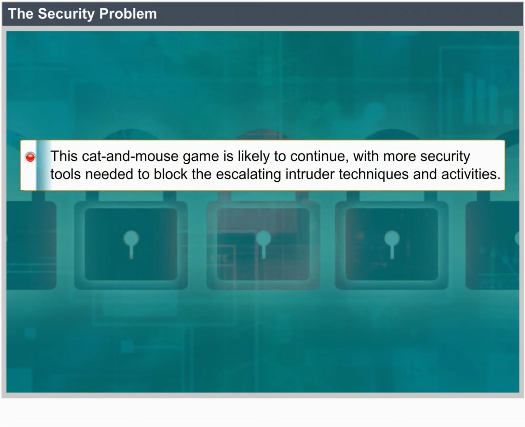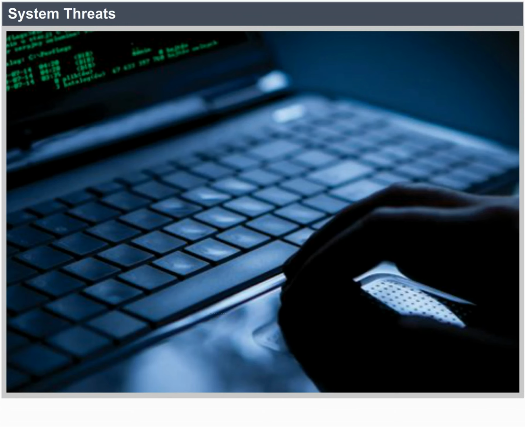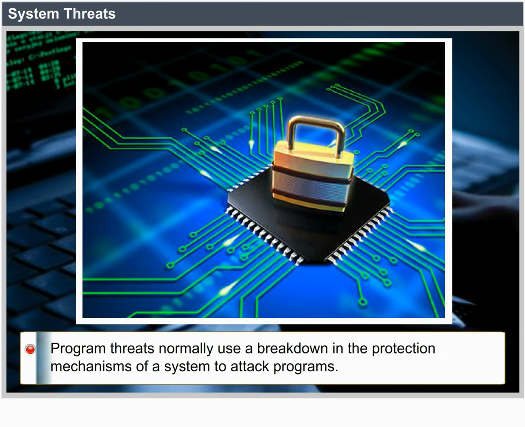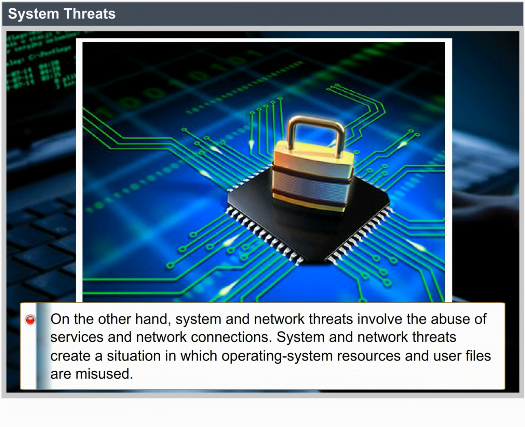Security within the operating system and between operating systems is implemented in several ways, ranging from passwords for authentication through guarding against viruses to detecting intrusions. System threats. Program threats typically use a breakdown in the protection mechanisms of a system to attack programs. In contrast, system and network threats involve the abuse of services and network connections. System and network threats create a situation in which operating system resources and user files are misused. Sometimes a system and network attack is used to launch a program attack and vice versa.